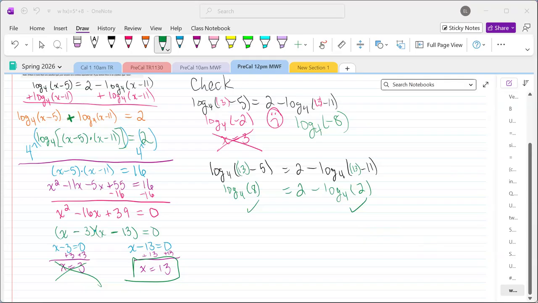All right, what's another one we can take a look at? Number 10.